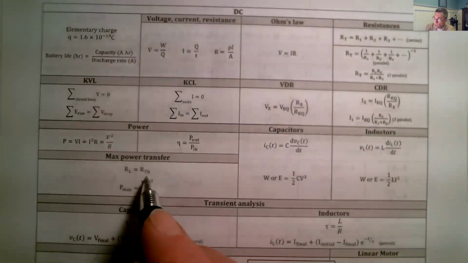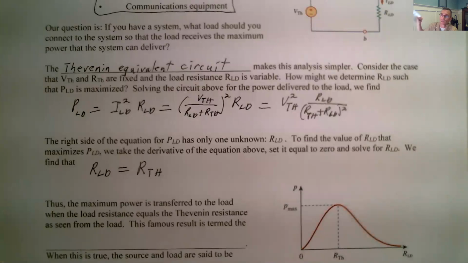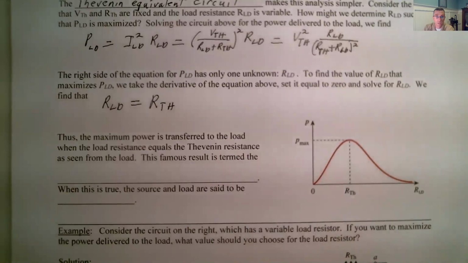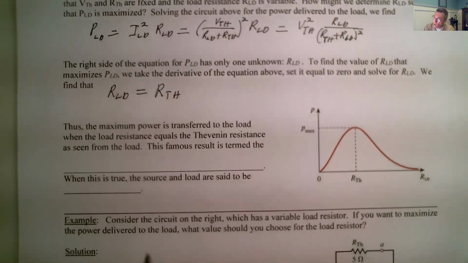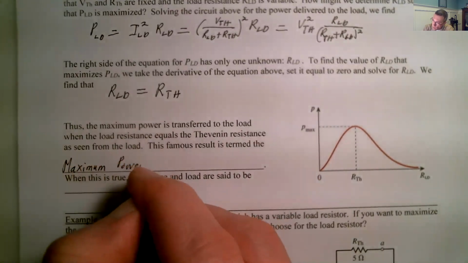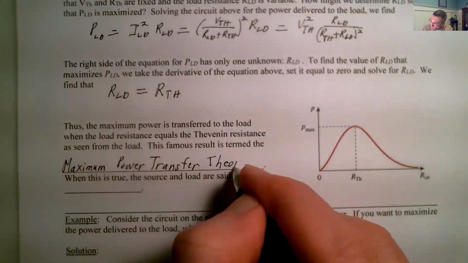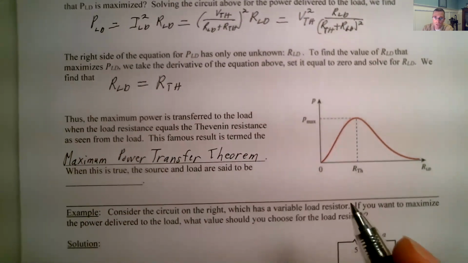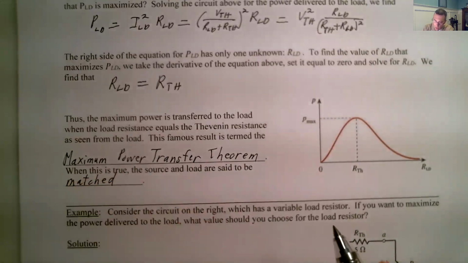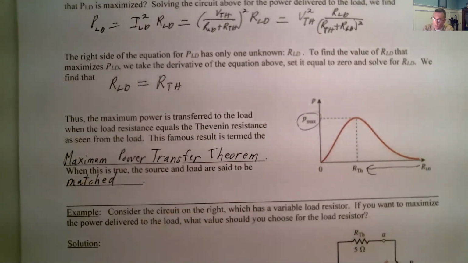Max power transfer occurs when R load is equal to RTH. That's when maximum power transfer occurs. So the maximum power is transferred to the load when the load resistance is equal to the resistance seen by the load, RTH. This is known as the maximum power transfer theorem. When this is true, the source and load are said to be matched.